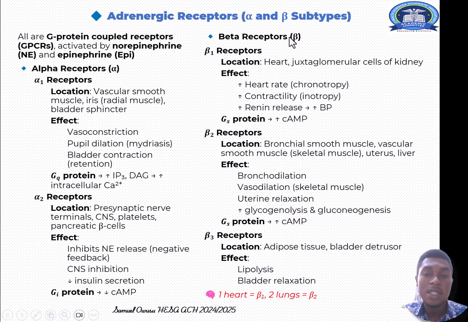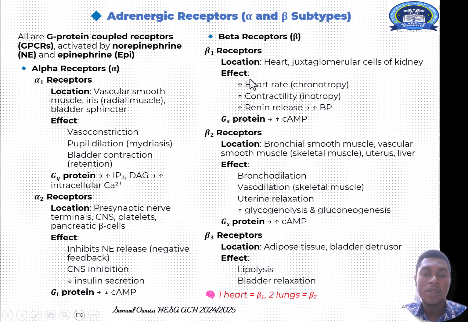Then we have the beta receptors. There are three of them. We have beta 1 receptors, beta 2 receptors, and beta 3 receptors. Beta 1 receptors are located on the heart. Okay, so I said we have only one heart, so beta 1, 1. Beta 2 receptors are located on the lungs, so we have two lungs. All right.